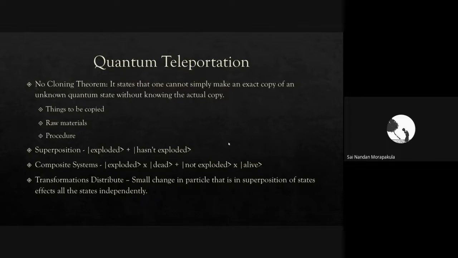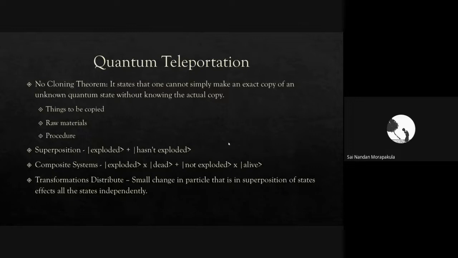So what is the no cloning theorem? The main agenda of the no cloning theorem is that we need to copy a particular state. For example, there is a painting and you want to have an exact copy of the same painting. That can never happen, right? You can never have an exact copy of the same thing.